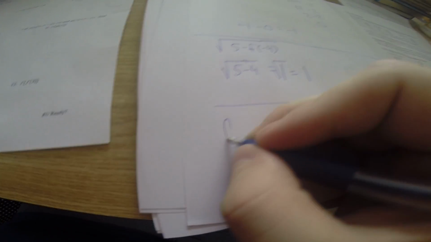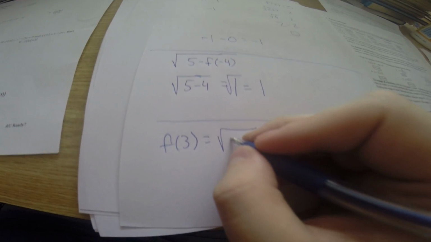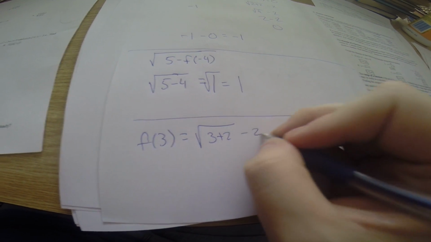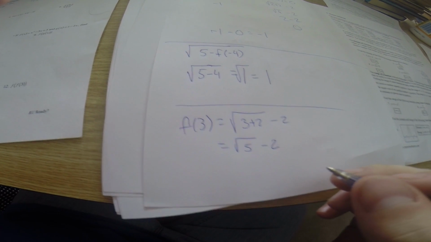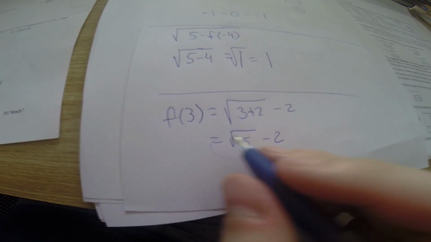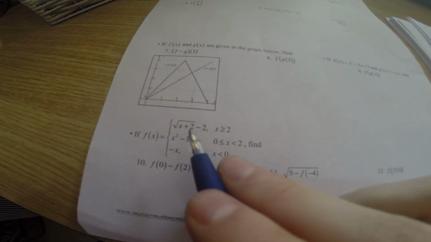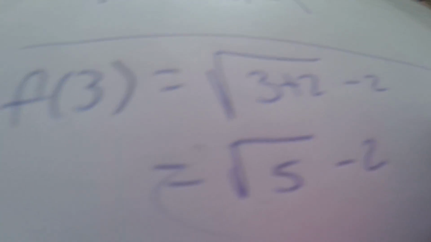F of 3. So I ask myself, again, where does 3 lie? 3 is greater than or equal to 2, so I'm going to plug in there. So f of 3 is going to equal the square root of 3 plus 2 minus 2. So square root 5 minus 2. And then I'm going to substitute this value back into this equation insofar as square root 5 minus 2 is greater than or equal to 2.